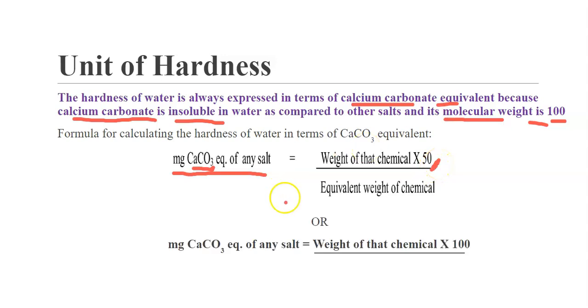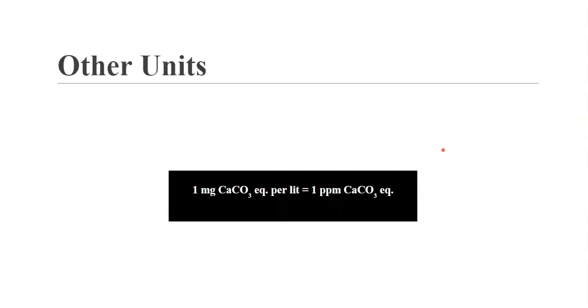So there are two formulas. One is in terms of equivalent weight, another is in terms of molecular weight. This is also another formula which you can use. If we are using molecular weight of the salt, then we are multiplying it by 100, while if we are using equivalent weight of the salt, we are multiplying it by 50. We'll understand this further with the help of an example.